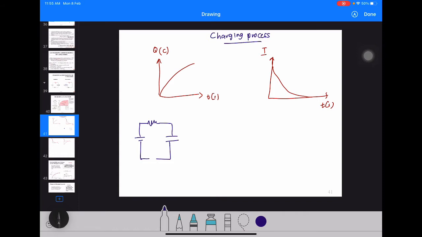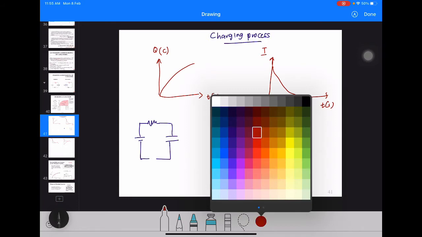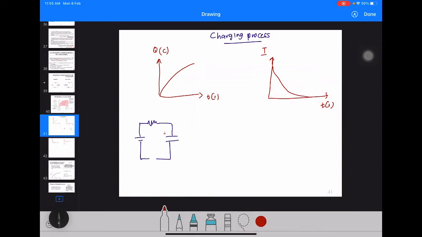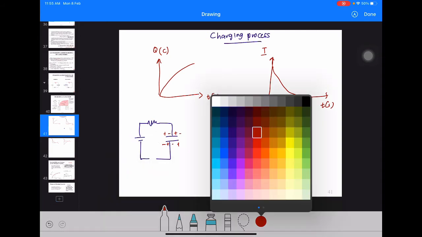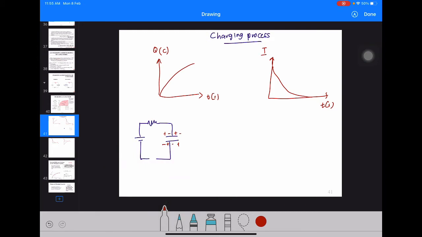Okay, so what happened here is that before the capacitor is being charged, you will expect you have a balanced charge on the capacitor. So like positive, negative, positive, negative over here, and over here maybe negative, positive, negative, positive. So basically balanced. Okay, once the switch is closed, the circuit is complete.